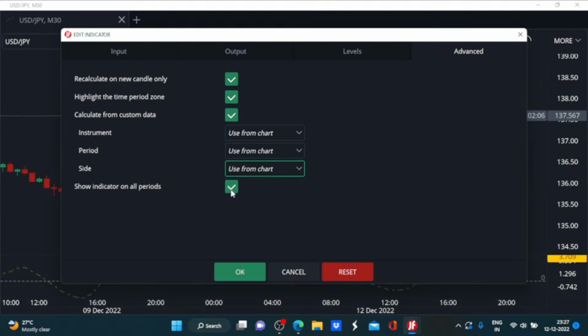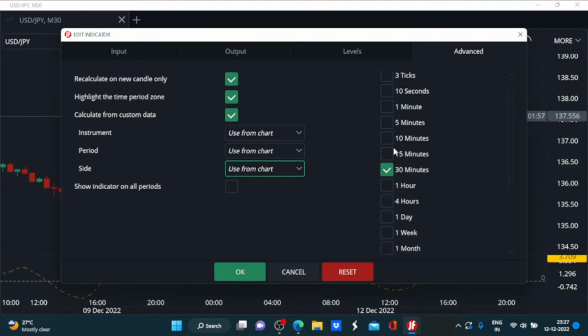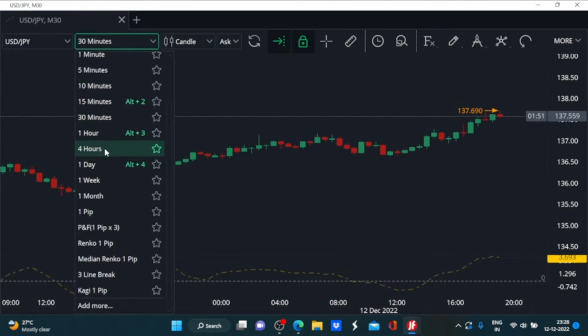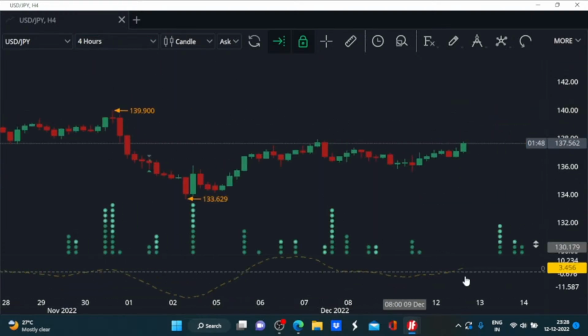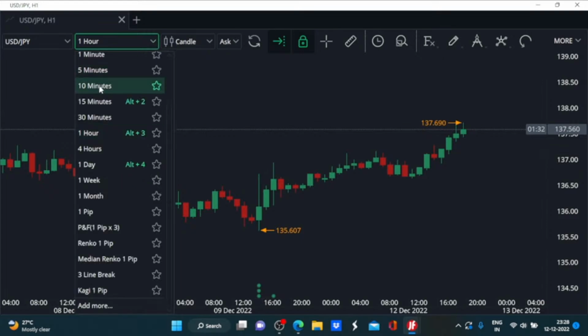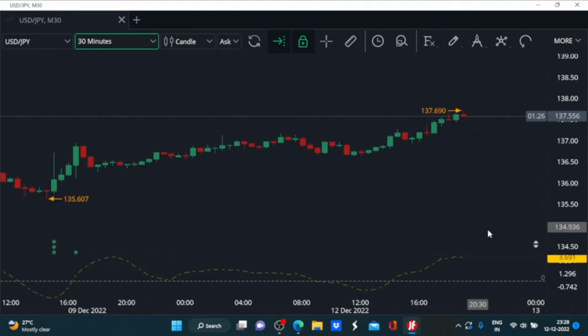Show indicator on all the periods. If you want to use that, you can have it, else you can simply go for any particular candle period on which you want this indicator's plotting to be available, and only on those time frames the plotting will be available. So here half an hourly and 4 hourly are the chosen time frames for showing up this indicator, and only on those time frames this indicator is going to be plotted. But if I now revert back to hourly, there is no plotting of the linear regression angle, nor on 10 minutes or any other candle period apart from half an hourly and 4 hourly.